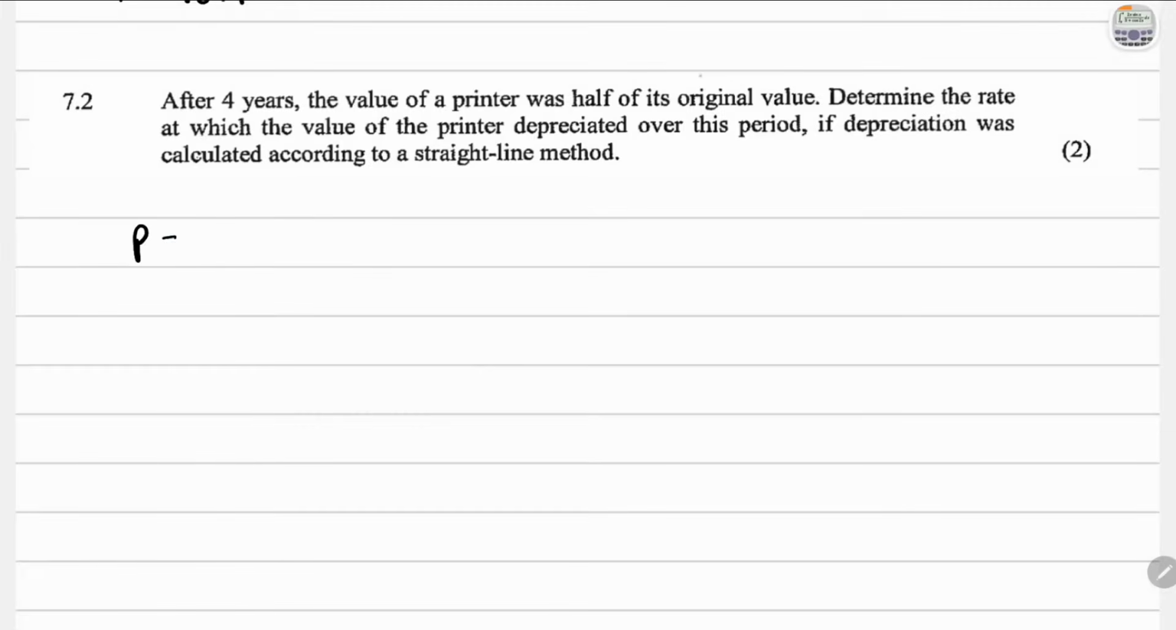That would be the P value, how much it starts off with. And then how much it ends off with would be how much it ended up being at the end of the day. So after 4 years, the value of a printer was half the original. So it means if the original was 2x, then the printer ends up being x, half of it. Okay. Then they say determine the rate at which the printer depreciated over this period. So they want us to find the interest. If the depreciation was calculated according to the straight line method.